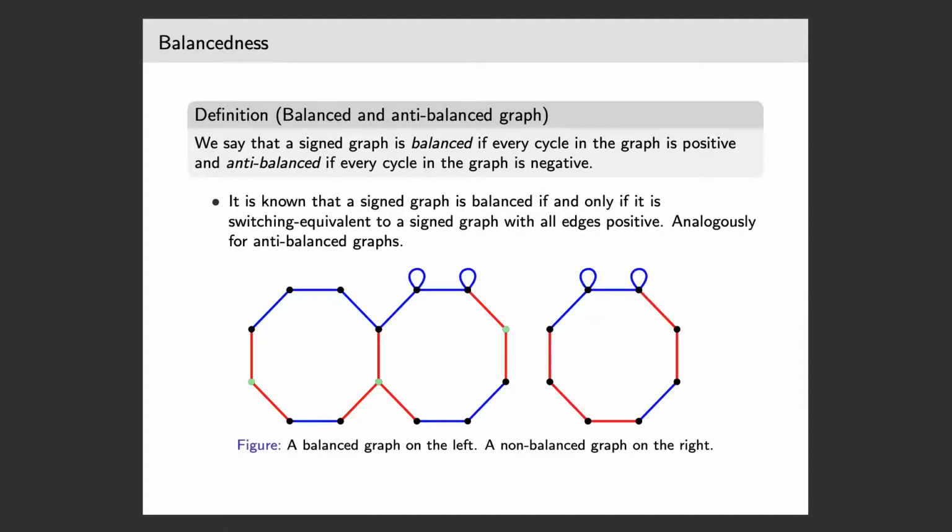The graph on the right has a negative cycle. However, it has two blue loops which will be preserved no matter how we switch. Therefore, it is a non-balanced graph. The graph on the left is balanced since we can switch at the highlighted vertices to obtain a graph with just blue edges.